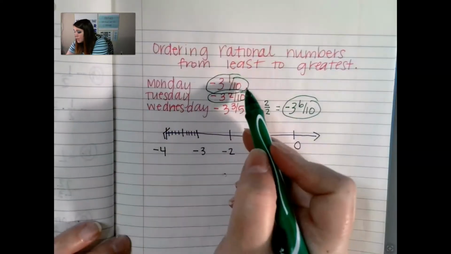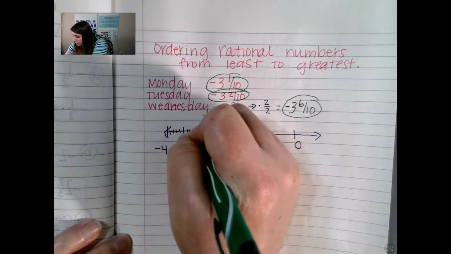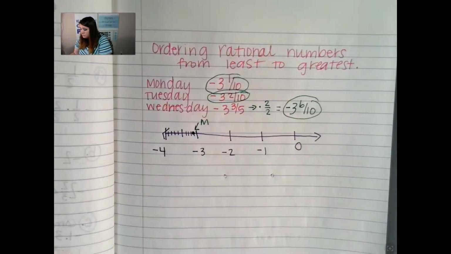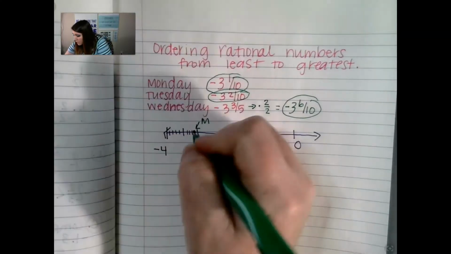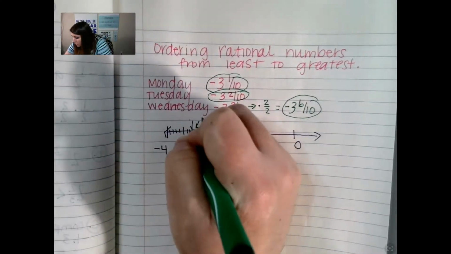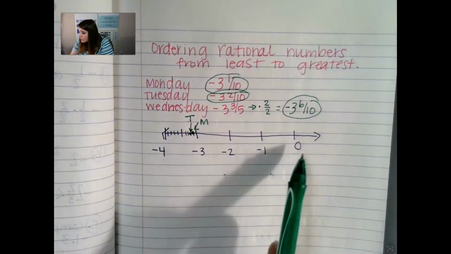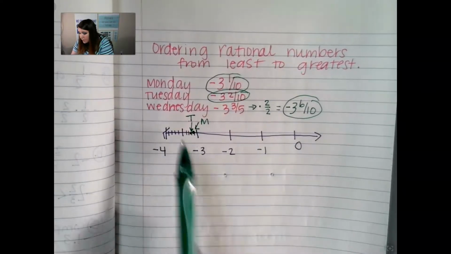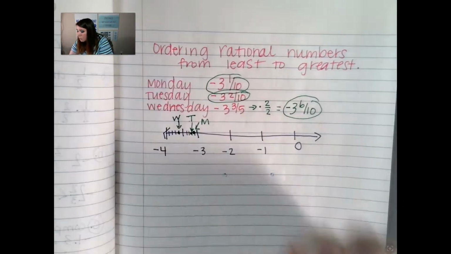Okay, the first one is -3, so I'm going to go to -3 and then just 1 little tenth right there. So that's Monday. So I'm going to put an M for Monday. Then Tuesday is -3 and then 2/10, so that one's right there. And that one is Tuesday. And then the next one is Wednesday, and that one's -3 and 6/10. So I'm going to go all the way -3, and then here's 5/10 because that's halfway. Here's 6/10. So that one right there is Wednesday.